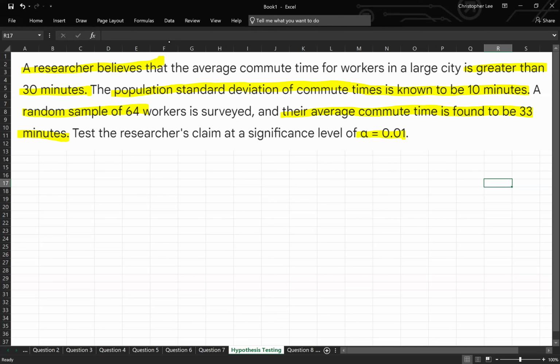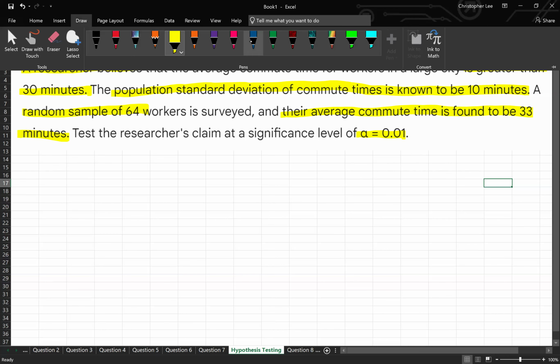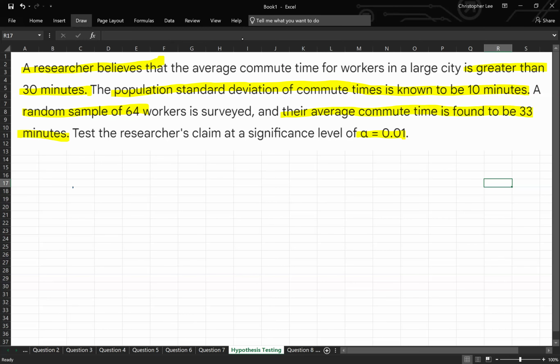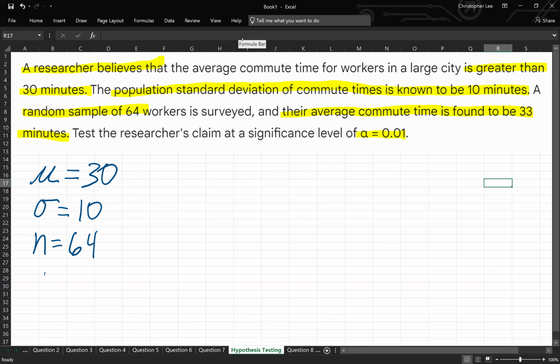All right? Let's just write down what we have real quick, because that's a lot of information. So the researcher believes it's going to be greater than 30. So that means that mu is equal to 30. That's what that means, right? The population standard deviation, sigma, is equal to 10. We have a random sample n of 64. And the average commute time, x bar, is found to be 33, right?